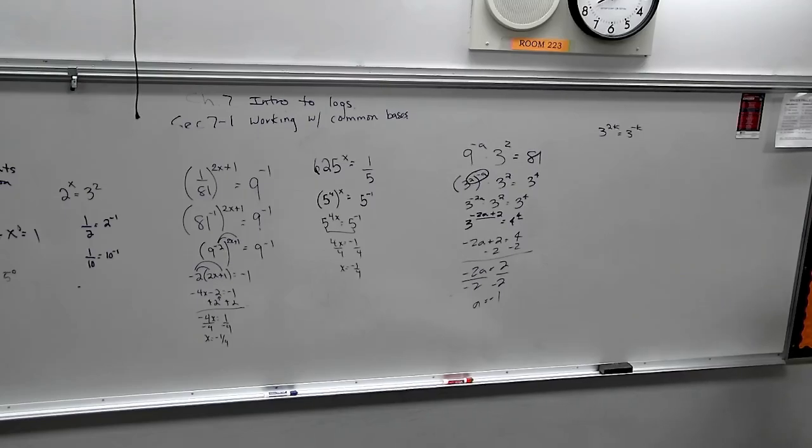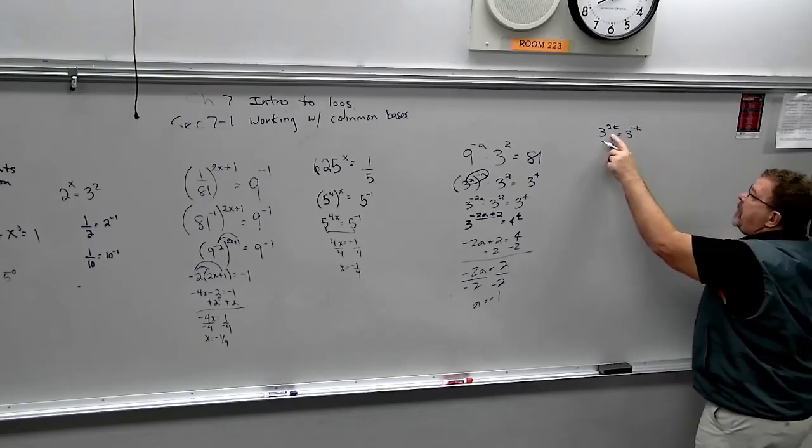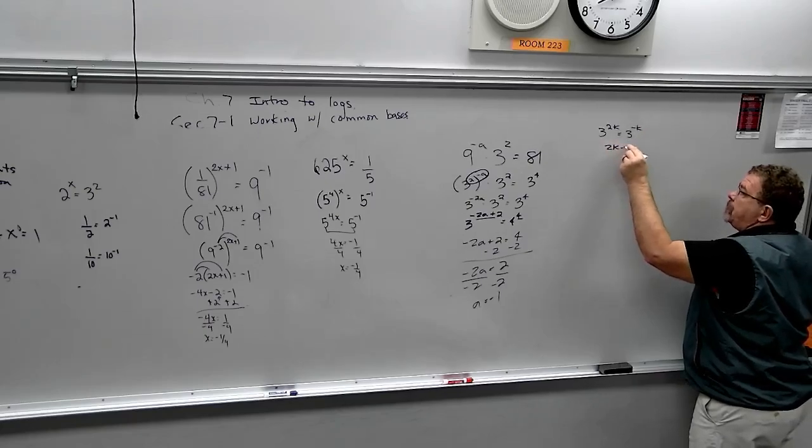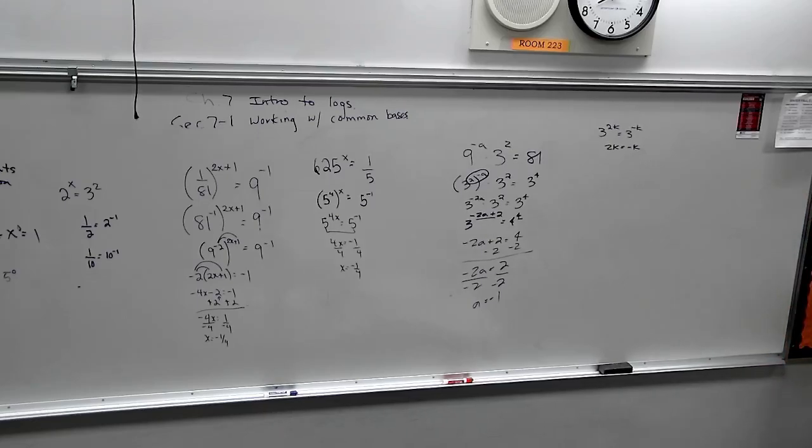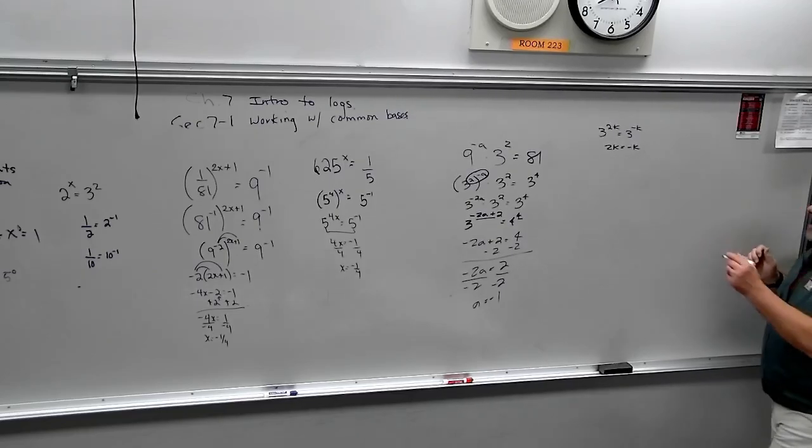If you have common bases, you're ready to go. Just set your exponents equal to each other. If you got common bases, there's nothing to do other than solve it. Okay, now how would I solve that? What would I get rid of? K plus K. I would add k to both sides, exactly.